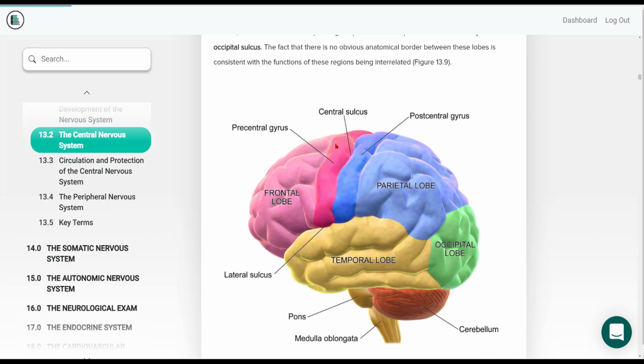The one that is just in front of the central sulcus, as a part of the frontal lobe, this is the precentral gyrus. And then the gyrus which is just behind the central sulcus, as a part of the parietal lobe, this strip of land is called the postcentral gyrus. We'll see the significance of these as we move forward, but these will be important landmarks for you to learn how to label: precentral gyrus, postcentral gyrus.